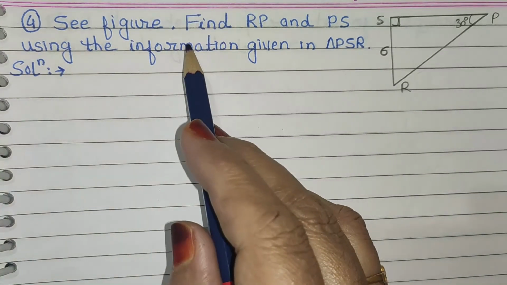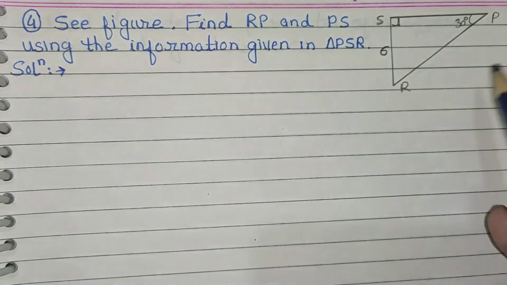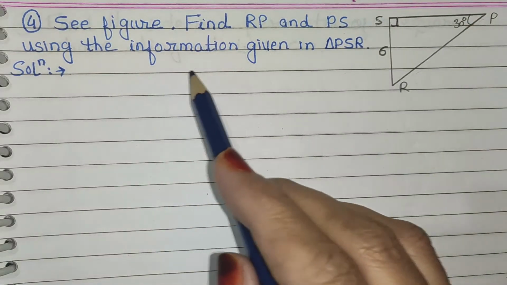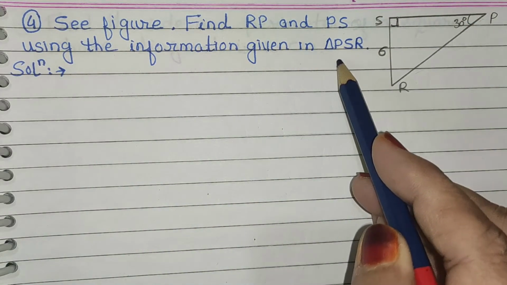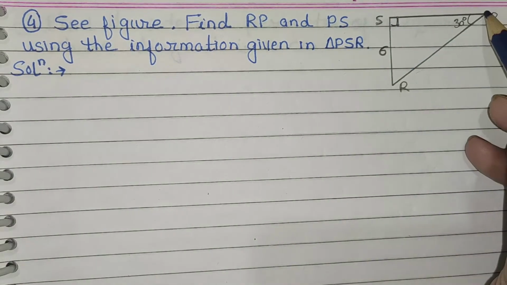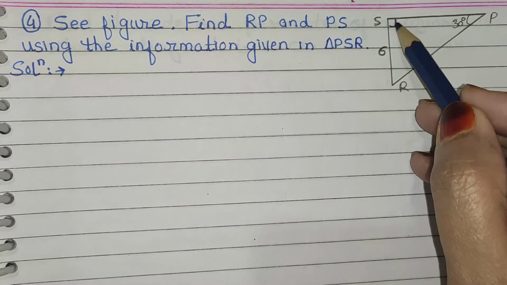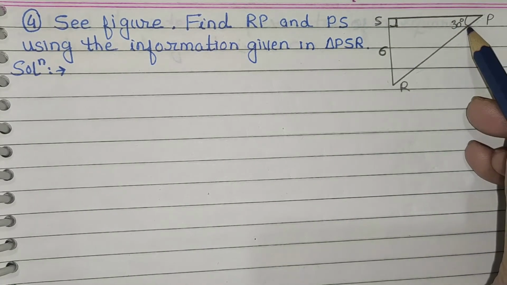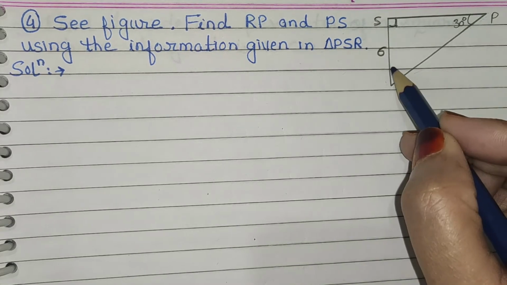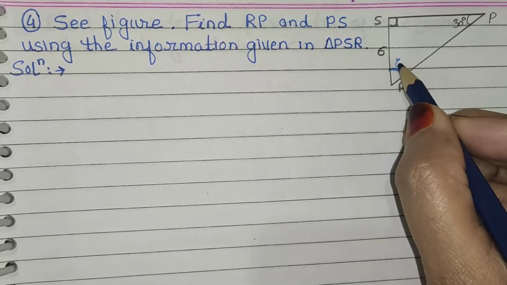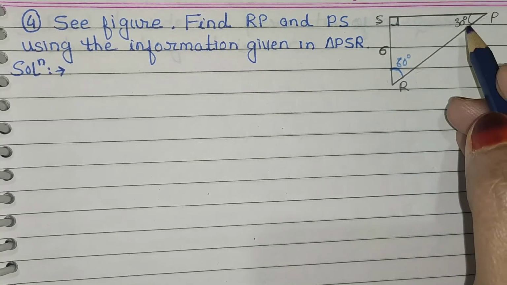See figure. Find RP and PS using the information given in triangle PSR. Now look at the triangle carefully. Angle PSR is equal to 90 degree. Angle SPR is equal to 30 degree. Now the remaining angle, जो बचा हुआ एंगल है वो हो जाएगा 60 डिग्री.